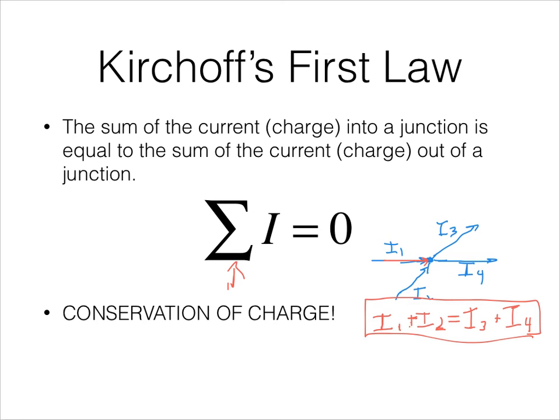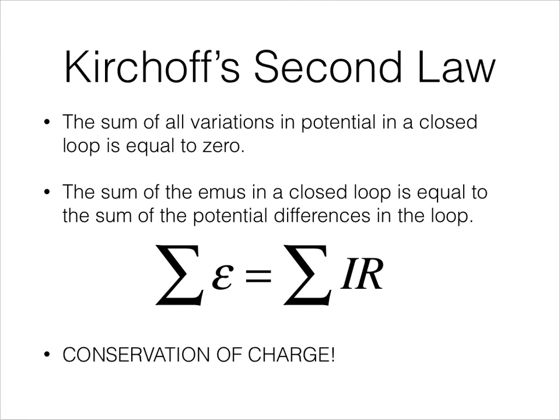All right? On to the next law, which is Kirchhoff's second law. Duh, the first one was the first law. So we're on to the second law, which is that the sum of all variations in potential in a closed loop is equal to 0. Maybe I don't understand exactly what that means. Basically, this is the sum of the EMFs in a closed loop is equal to the sum of the potential differences in the loop. So basically what this is saying is that you're going to have EMF, you're going to have batteries, you're going to have cells that put energy into the loop.